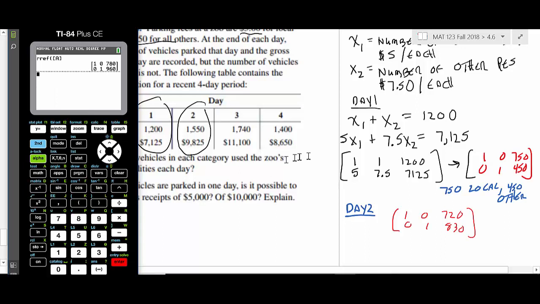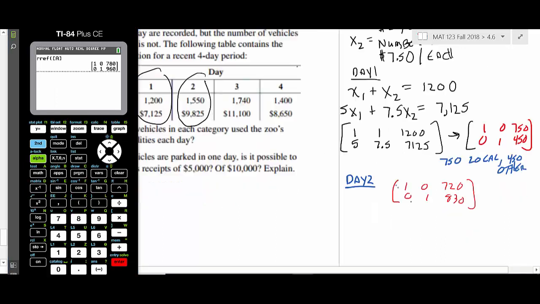Okay, so we got a different combination. All right, so day 3, I think I'll just stop at day 3 and go to the next problem, because you should get the idea of what I'm doing. Okay, so that's day 3. Again, that would be the number of local residents, and then the 960 would be the others. Okay, does anybody have a question about what I'm doing with the matrix to solve that problem?